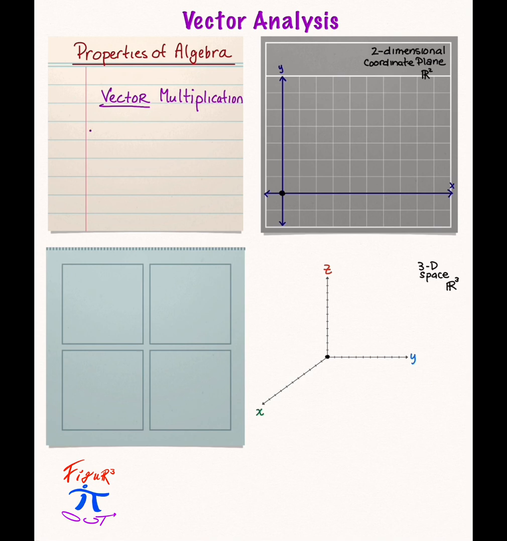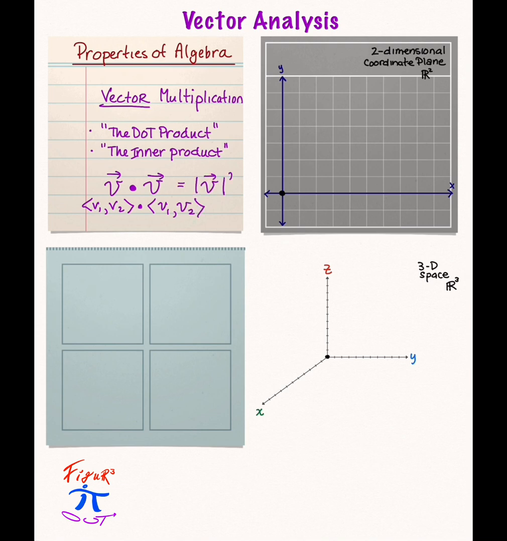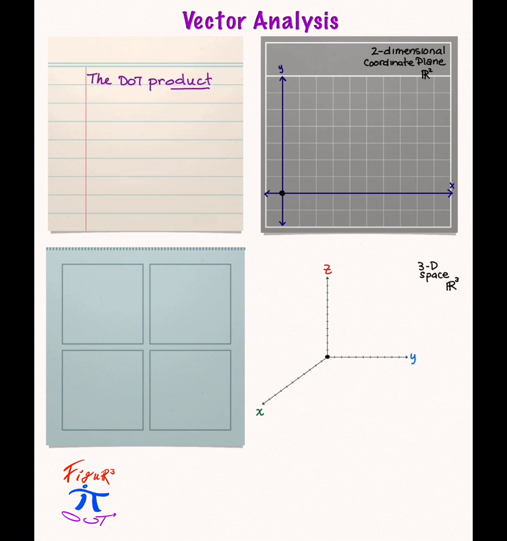Now, vector multiplication, the product of two vectors, or the dot product, or inner product as it's called, is very important, especially in physics. The dot product of a vector with itself would be its squared magnitude. It's the sum of the squares of the components. So the dot product is a scalar value.